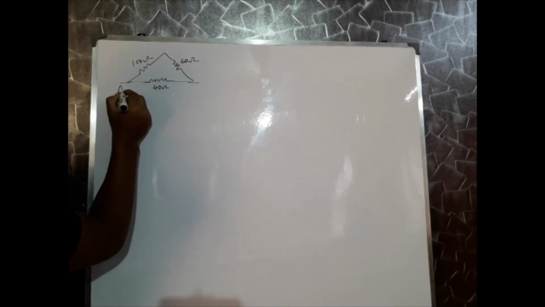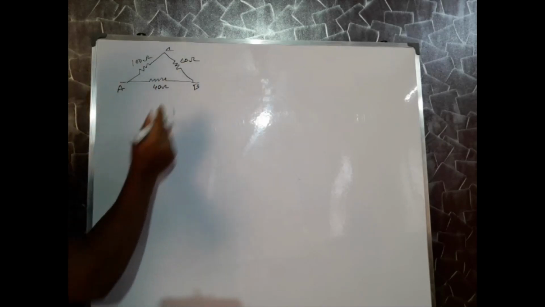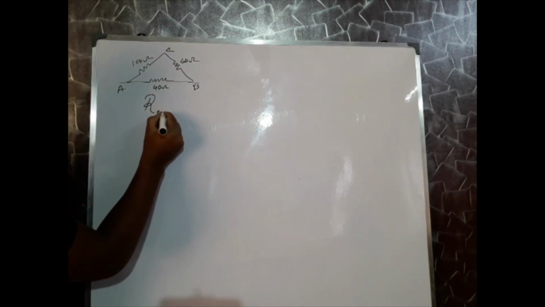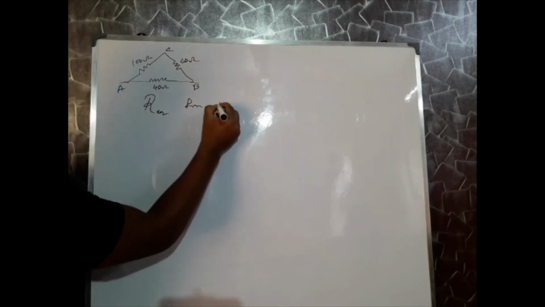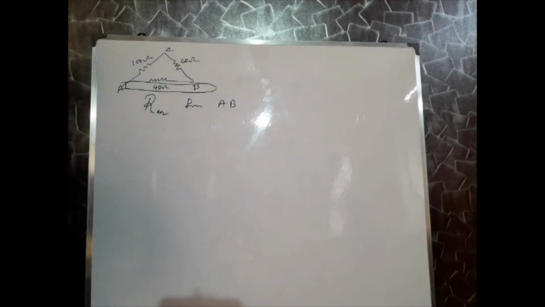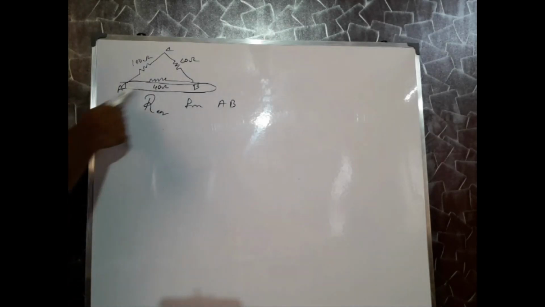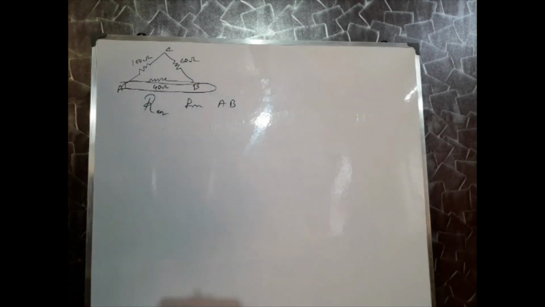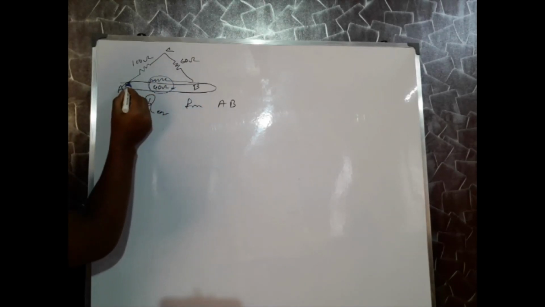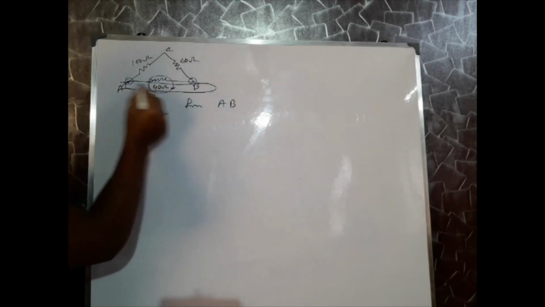There are 3 points A, B, C. The question is, you have to find out the equivalent resistance for AB. That means this segment, this line, you have to find out, right? There is a point A and B, and in that line, the value of the resistance is 40 ohm. You have to find out the equivalent resistance for this point.